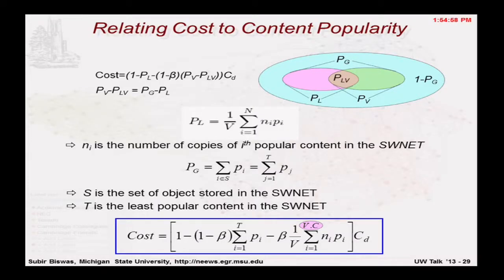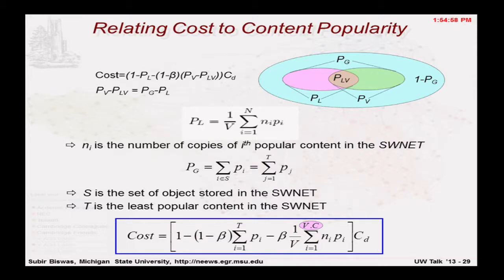And VC shows what is the total storage size. V is the number of nodes in the network, and C is the storage size in each node. Therefore, V times C tells you what is the total shared storage in the network. Okay, so these are the two quantities: T, the popularity of the minimum popular or least popular object in the network at any given point of time, and this is the storage space.